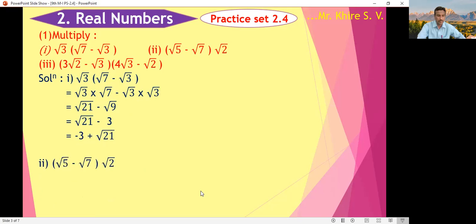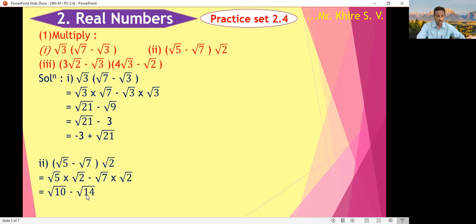Okay. Second example is root 5 minus root 7 into root 2. Multiply the whole bracket by root 2. Root 5 into root 2 and minus root 7 into root 2. Root 5 into root 2 means 5 twos are 10, root 10, and root 7 into root 2 is 7 twos are 14, root 14. Root 10 and root 14.